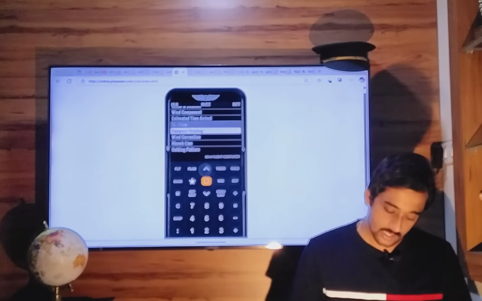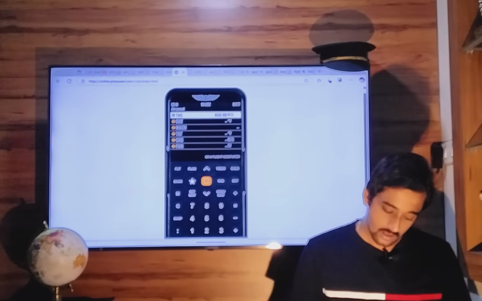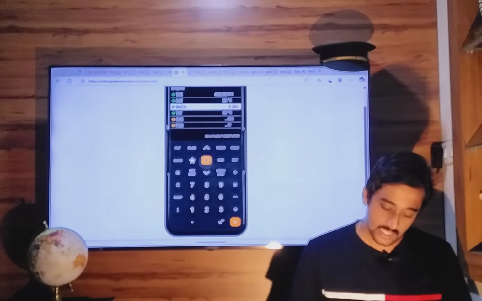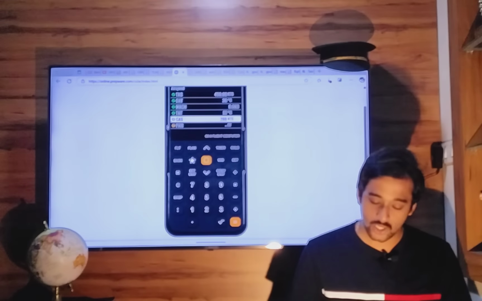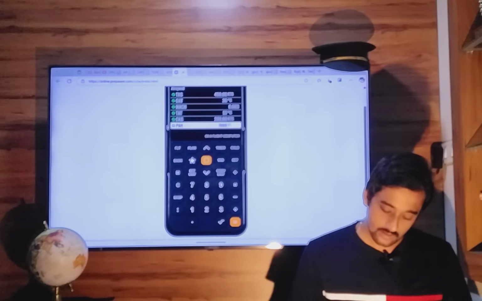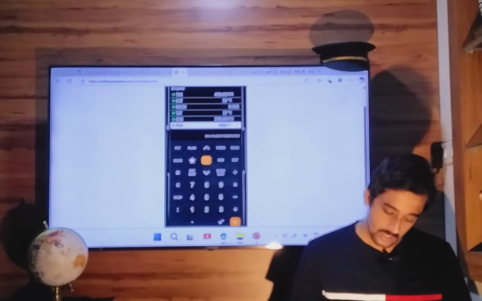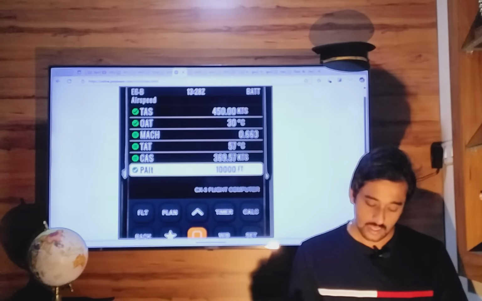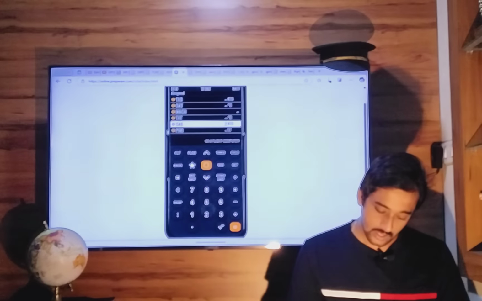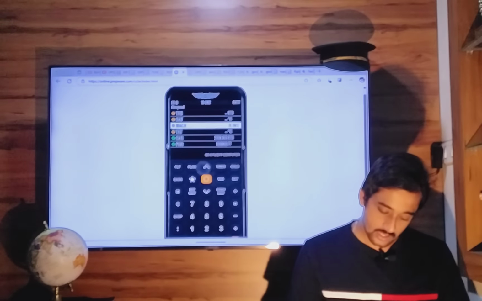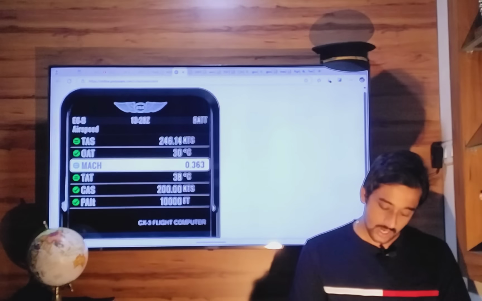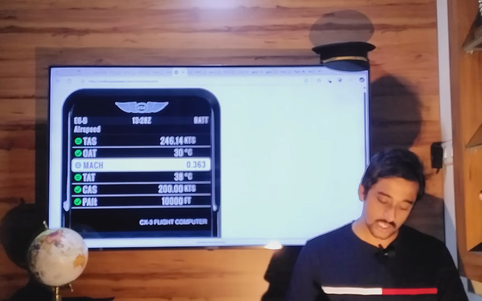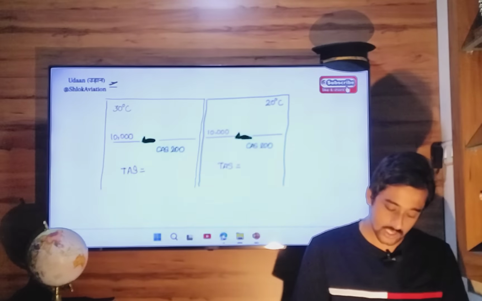Let's go to the airspeed option. Outside temperature in Celsius, convert the unit. So first warm air mass, 30 degrees Celsius. Calibrated airspeed I have considered 200 knots. Pressure altitude I think 10,000 feet. Yes, 10,000. So with a pressure altitude of 10,000, calibrated airspeed 200 and 30 Celsius, you get a true airspeed of 246 knots.